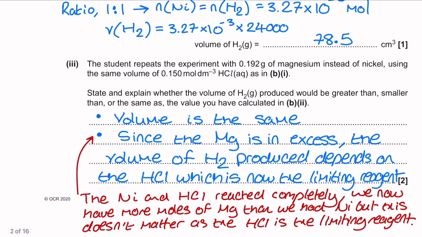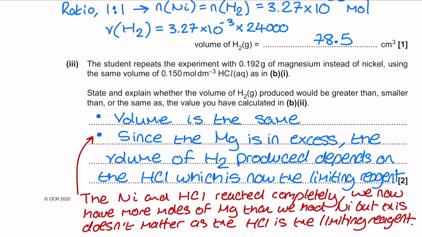Finally, down here for this page, a student repeats the experiment with 0.192 grams of magnesium instead of nickel. Now, there's actually going to be more moles of metal there. So if I use 0.192 grams of magnesium, since magnesium has got a lower molar mass, that's going to have more moles of metal in. So there's more moles of magnesium in 0.192 grams than there are moles of nickel in 0.192 grams.